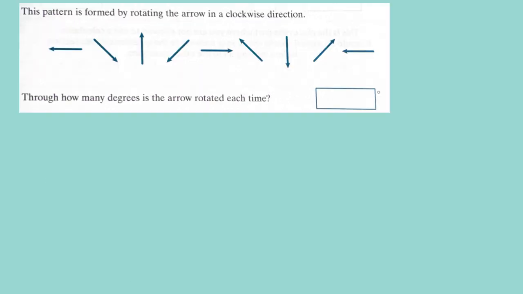This pattern is formed by rotating the arrow in a clockwise direction. Now that's important. Through how many degrees is the arrow rotated each time? Because it's a pattern, it's obvious that each time you rotate the arrow, it'll be always through the same number of degrees, which means that it really doesn't matter whether you go from this to here, or from this arrow to here, or from this arrow to this arrow, or from this arrow to this arrow. You should always get the same amount of rotation.